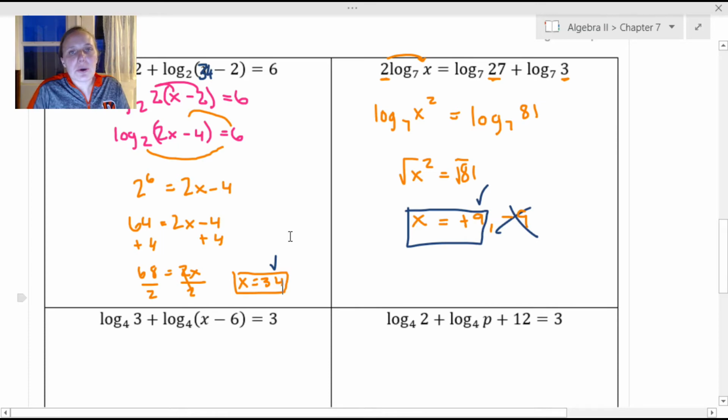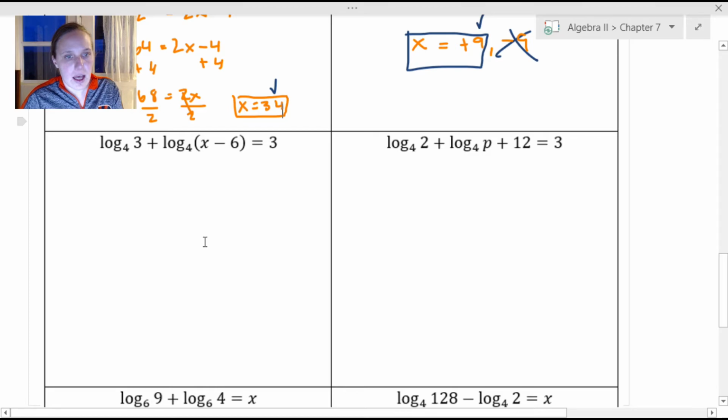All right. I encourage you, pause it. Try these next 4 problems on your own. Make sure you put parentheses around this p plus 12. But try it on your own. I'm assuming you tried it now.